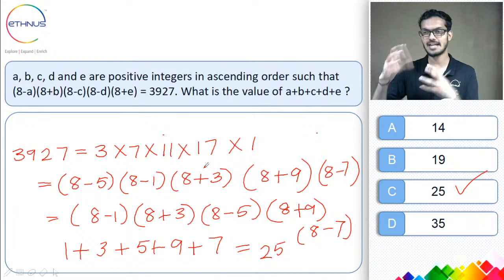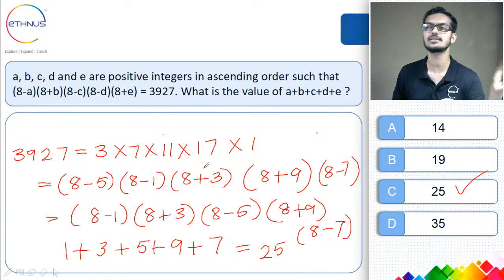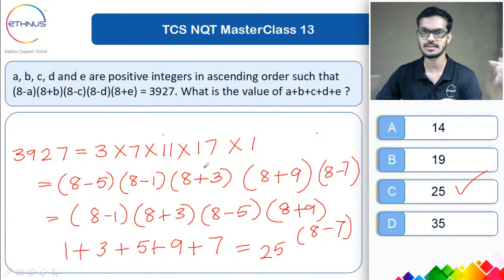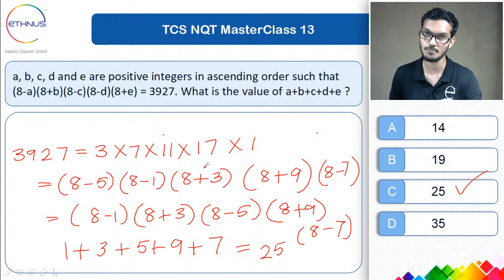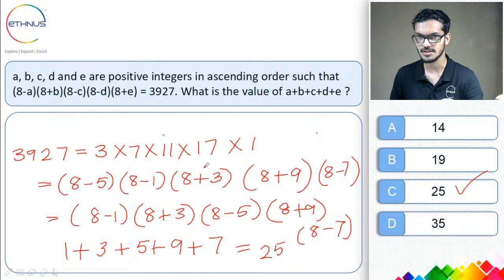So like that, you can have any other arrangements also. Instead of 8 minus a, you could get something else. The first basic thing is that you need to expand it. Prime factorization is a very important part here. Then later we can just relate it and get the answer. So that's the correct answer, which is 25.